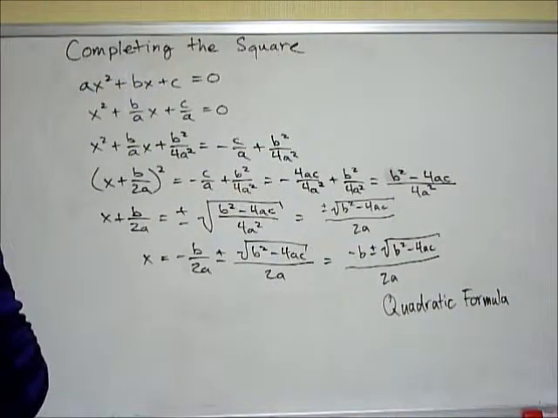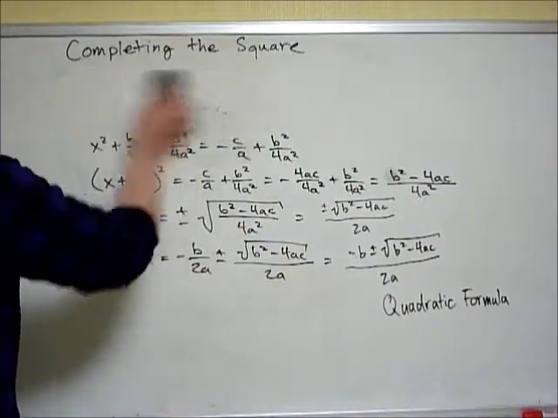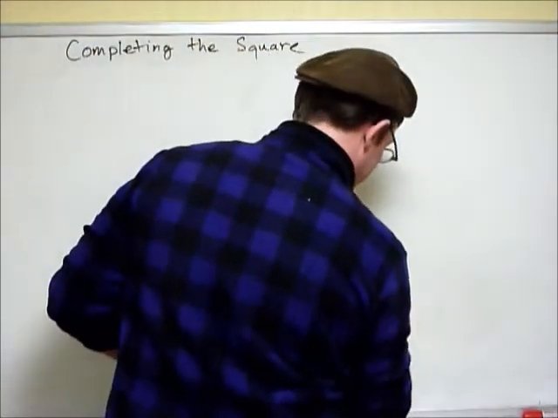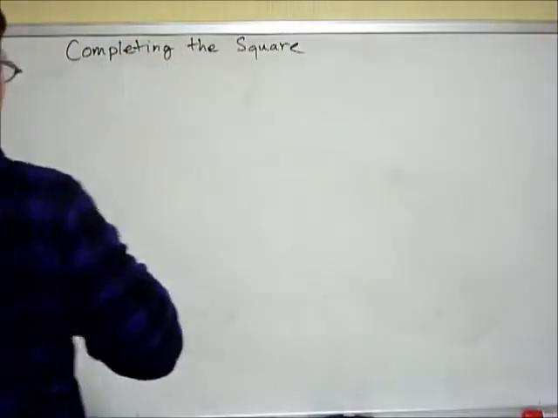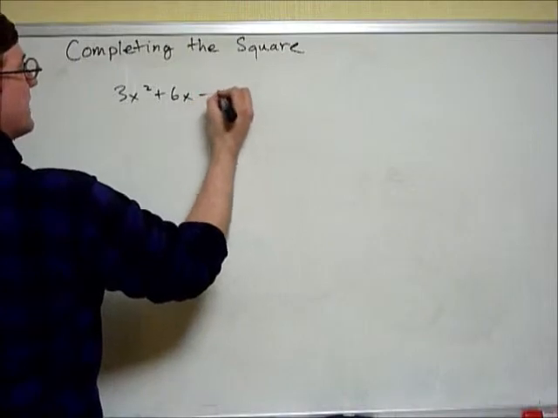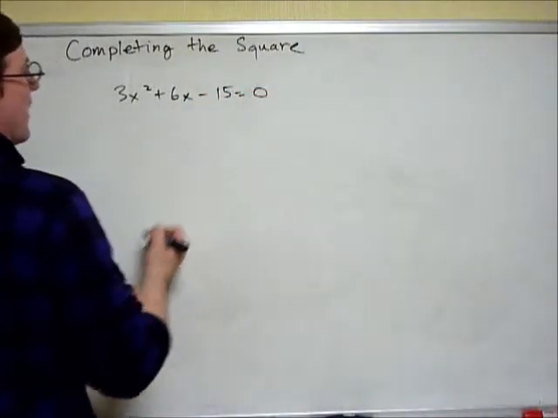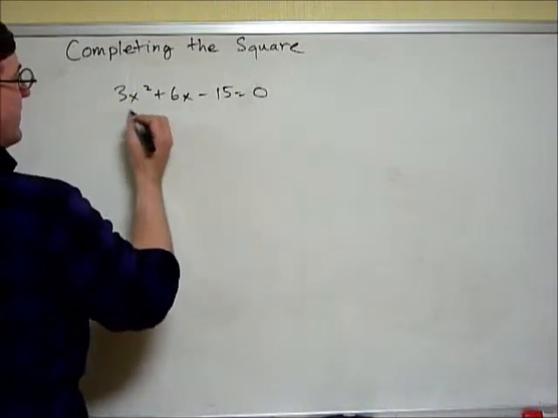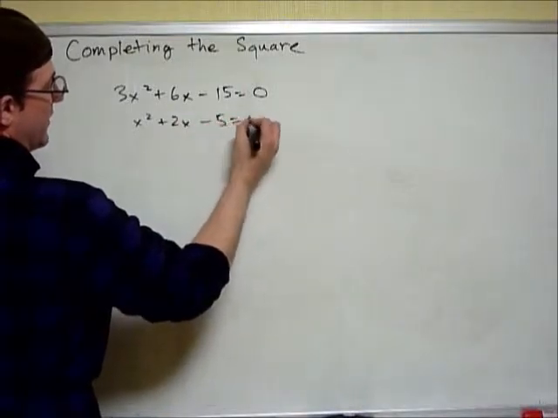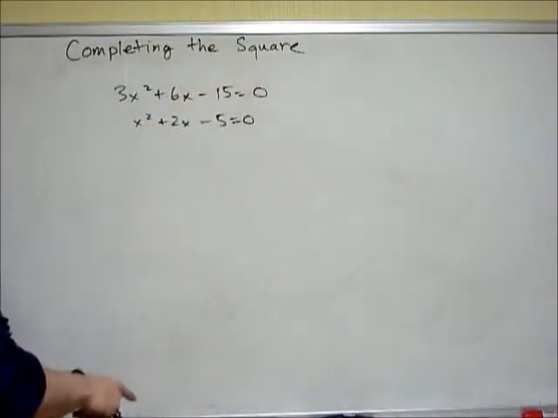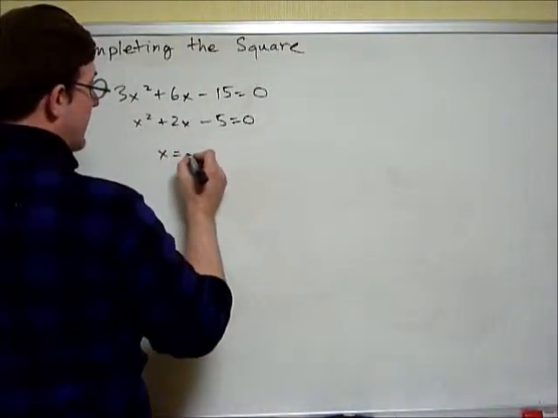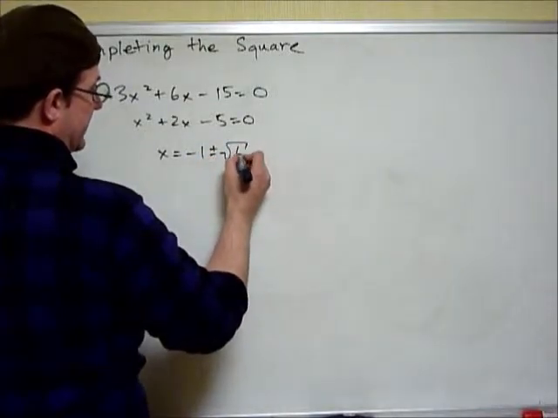Anything else about that? Oh, I did want to look at one more thing. Remember when we were looking at this, let's look at our real example. Remember it was 3x squared plus 6x minus 15 equals 0. And we simplified that by dividing by 3 to be x squared plus 2x minus 5 equals 0. After I completed the square, I wound up with the solution being x equals -1 plus or minus the square root of 6. Okay?